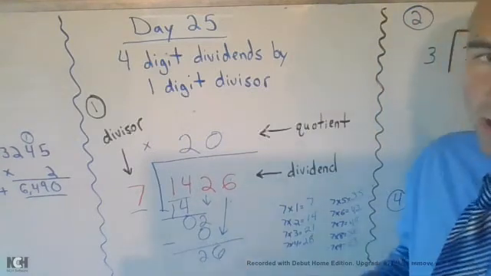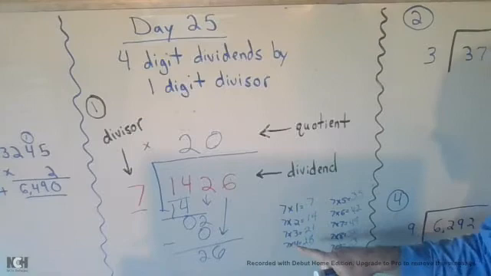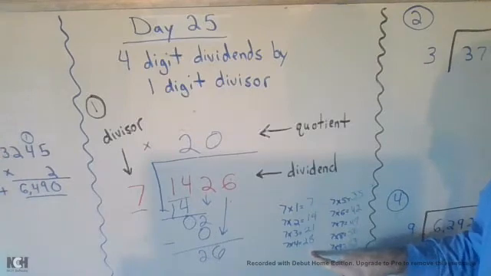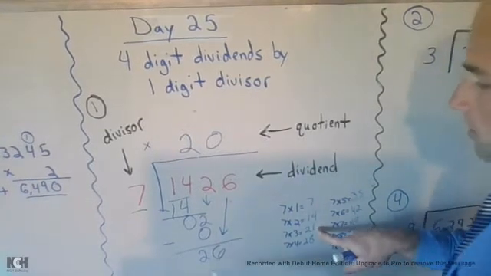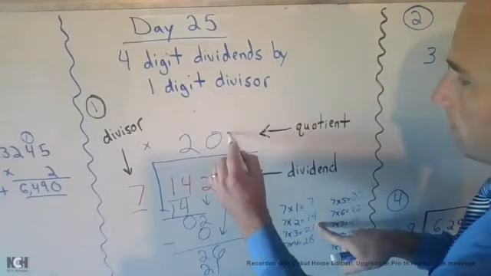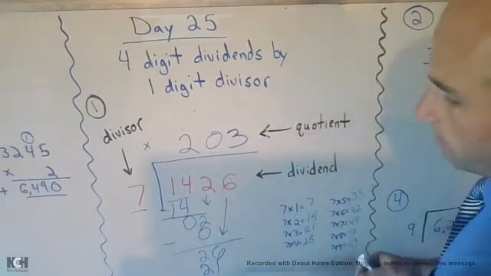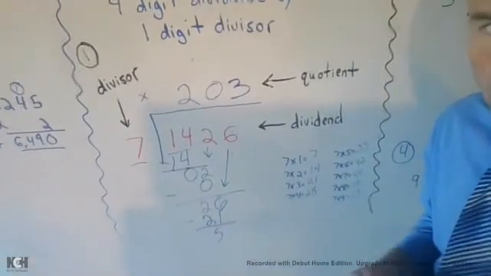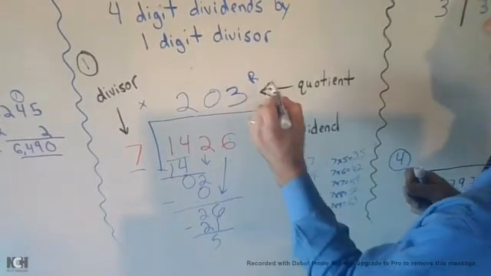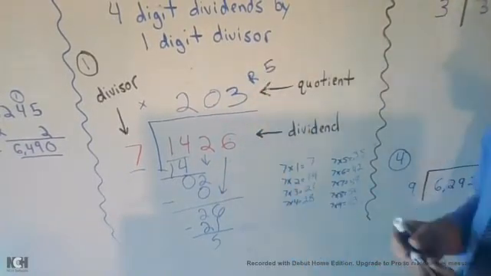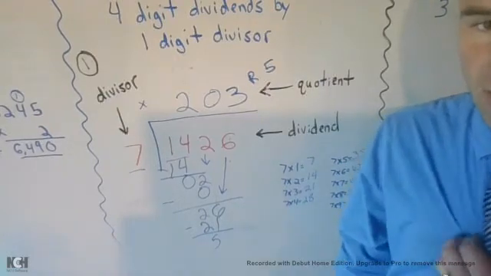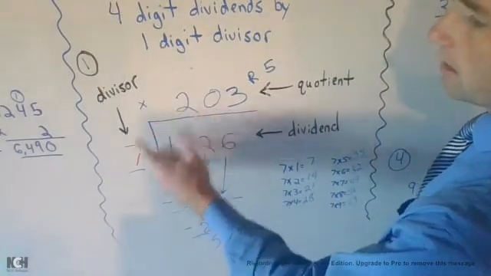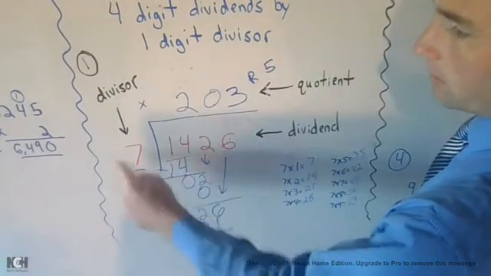How many times will 7 go into 26? Well, it's pretty close to 28, but I can't go to 28. I have to stay under 28. Okay? I get 21. So, it took me 3 times to get there. 3 times 7 gave me 21, with 5 as my remainder. So here I would write remainder, or R, 5. So 203, remainder 5.